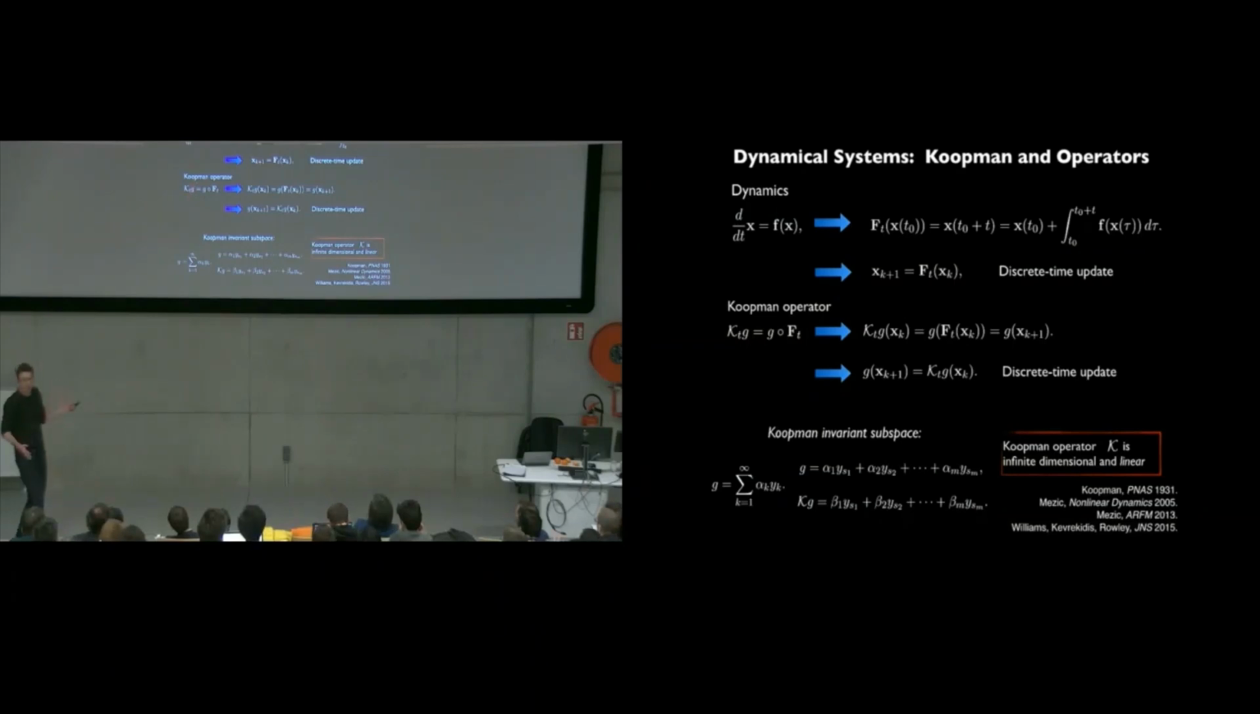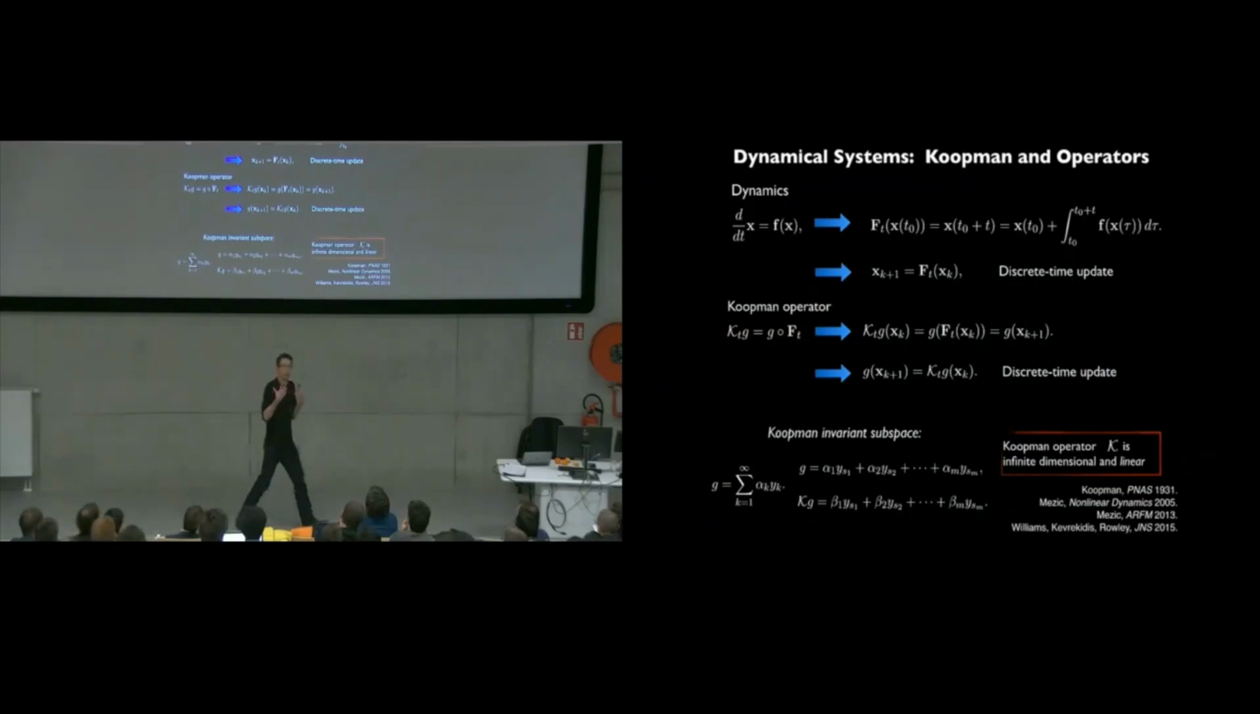G is a function. It's not a trajectory, it's an abstract function in a Hilbert space. It has an infinite dimensional representation. And in that representation, the Koopman operator linearly advances those measurement functions forward in time. So if I have a measurement g of my system at time k, if I hit it with this linear Koopman operator, it advances me to the next time step, okay?